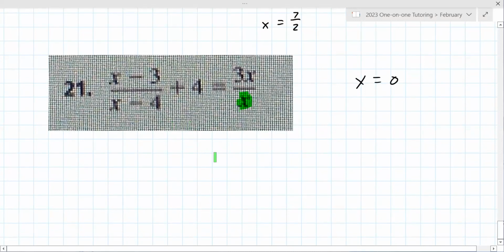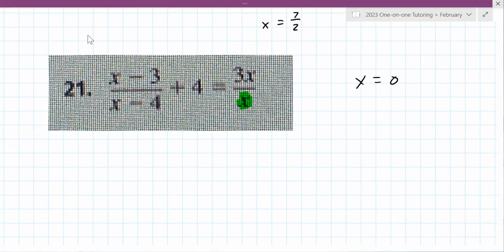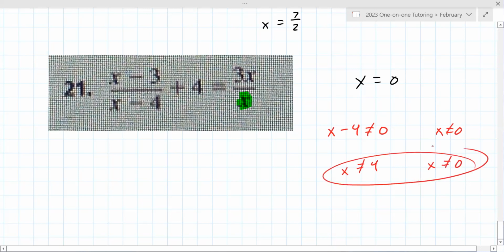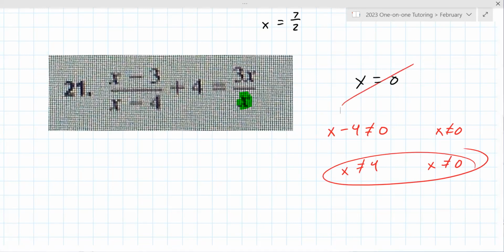Oh, because you're going to be dividing by 0 then. Yeah. And that's why you're supposed to set from the beginning. You're supposed to set the bottoms not equal to 0, because that tells you your excluded values. It says, well, x can't be 0, x can't be 4. And then if you get 0, you just know to cross it out. And there's no way to know until you're all the way done with that.